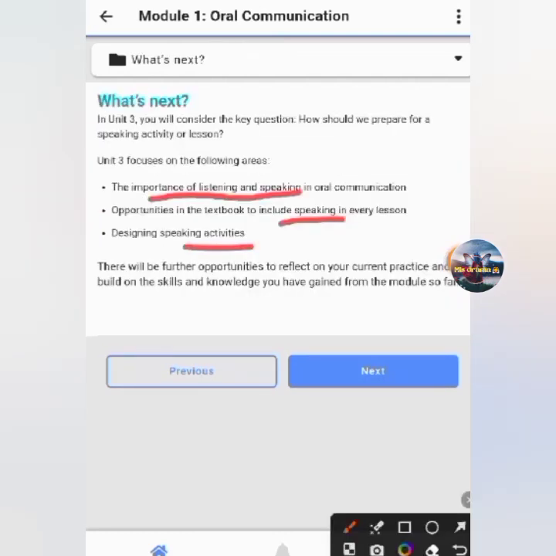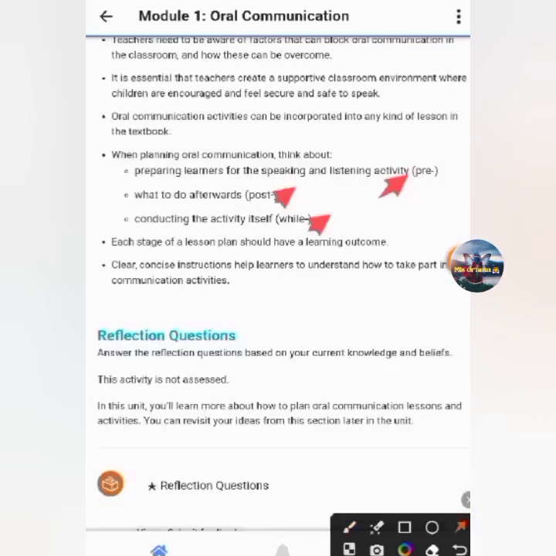Respected teachers, we have discussed listening skills in a previous chapter, but now it's the turn of speaking. What are the opportunities in the textbook for speaking in every lesson, and what would be the way of designing speaking activities? So, in planning, now in chapter 3, we will learn how to plan activities related to oral communication.